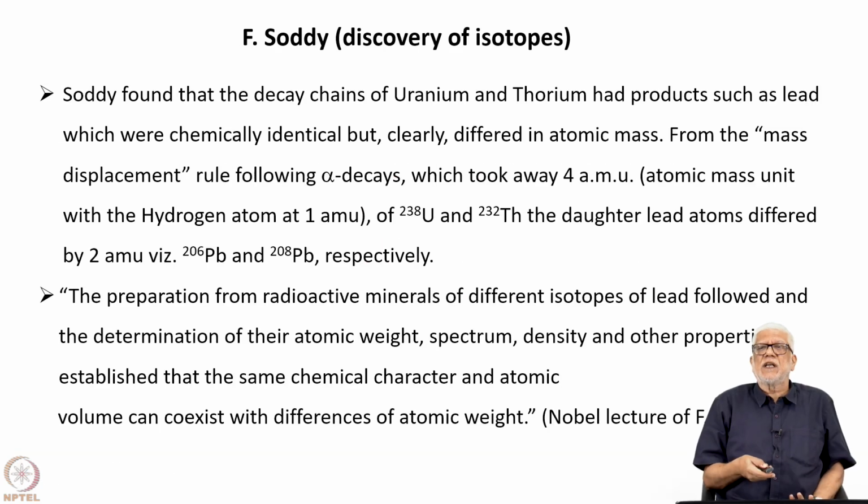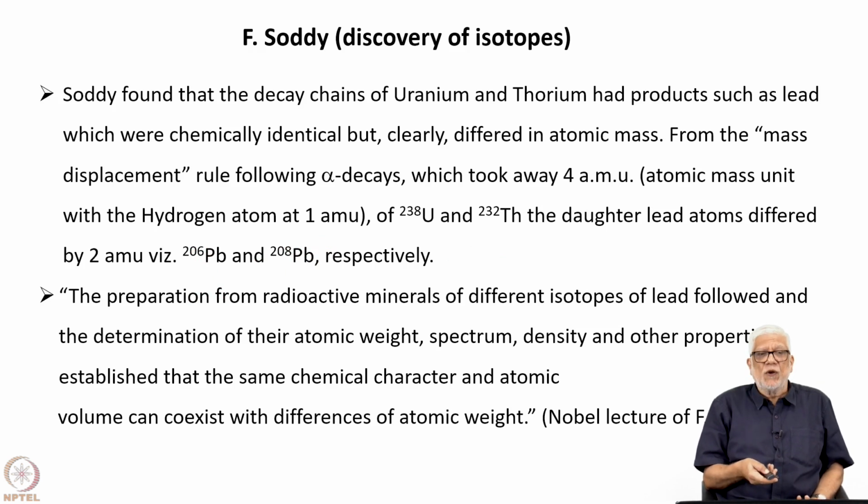So Soddy found that there are decay chains of uranium and thorium which have products such as lead, for instance, which are chemically identical but differ in atomic mass. In alpha decays, we know 4 atomic mass units are reduced, where a hydrogen atom is 1 AMU. So the daughters of uranium and thorium, although they lead to lead, have different masses. For instance, in the uranium 238 chain, you get 206 lead, and in the other case you get 208 lead. And this could be easily done using mass spectroscopy, using Aston's mass spectrograph, for instance.